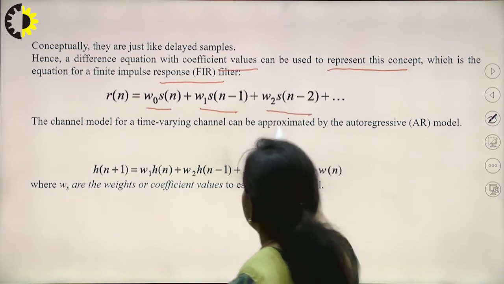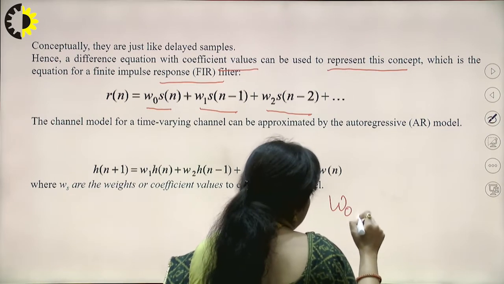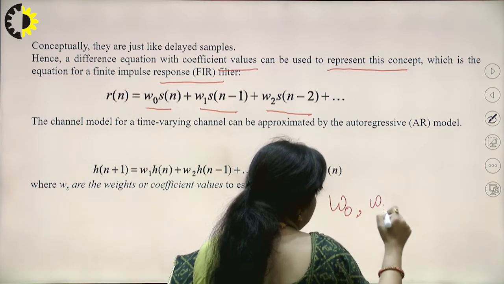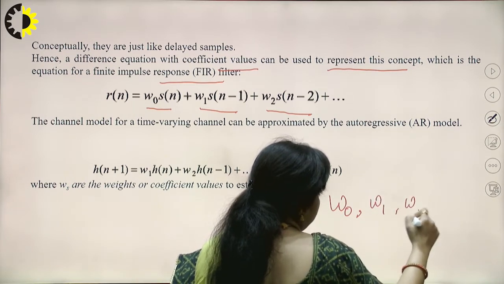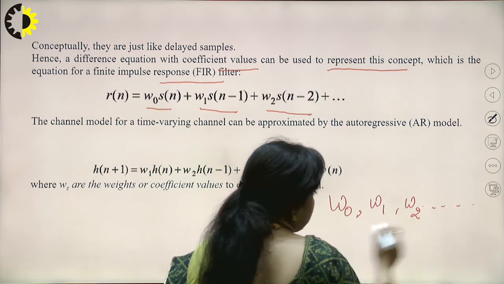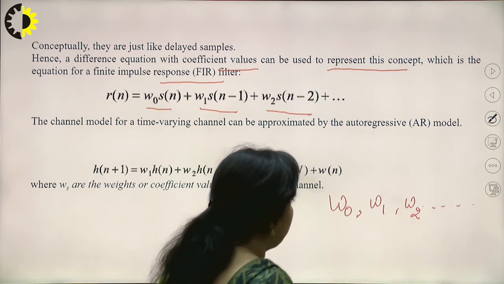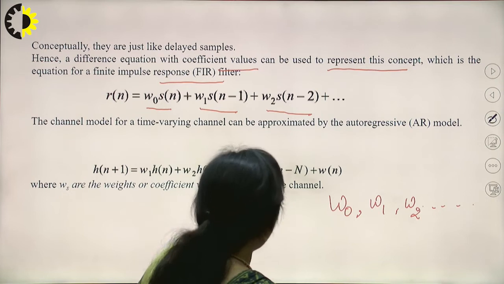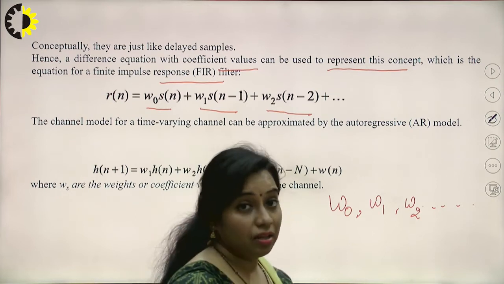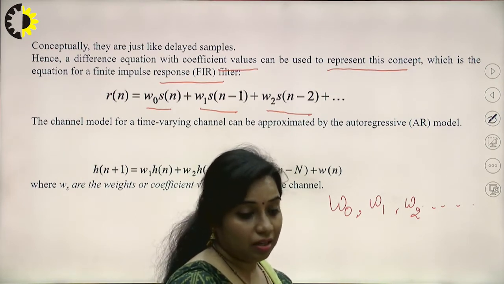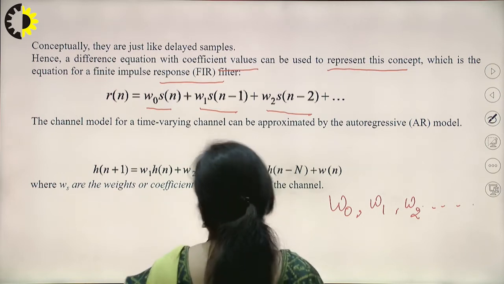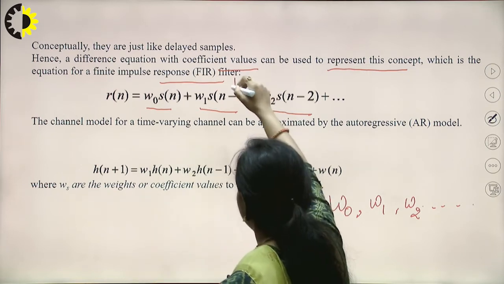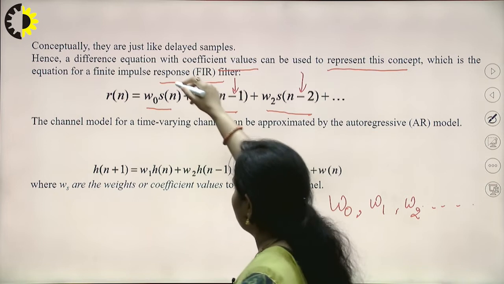So what are these W? These are the weights, W0, W1, W2. However many signals you receive, you will use that many weights. These are multiplied by different delayed versions of the single transmitted signal. Like this is delayed by 1 unit, this is delayed by 2 units, this is not delayed.